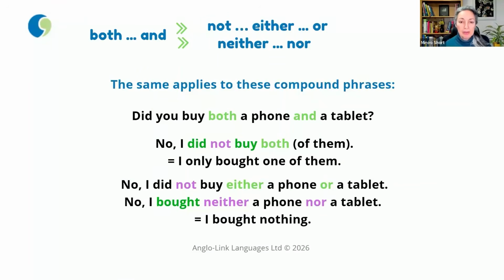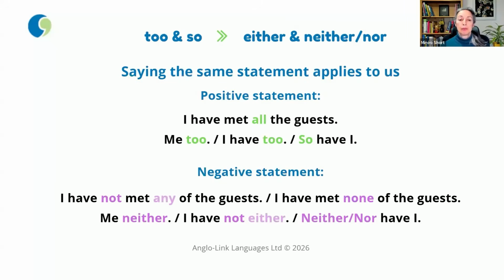So, still staying with this group of words, we also sometimes use these to say that the same statement we've just heard applies to us as well. Now, if the statement we've heard is positive, we use words too and so. For example, I have met all the guests. Reaction, me too. I have too. So have I.